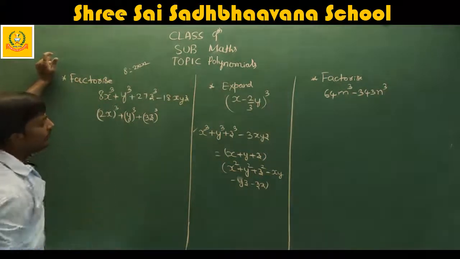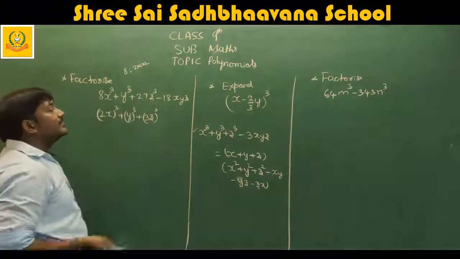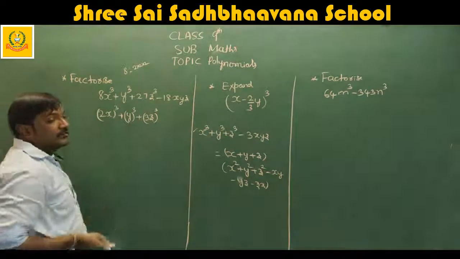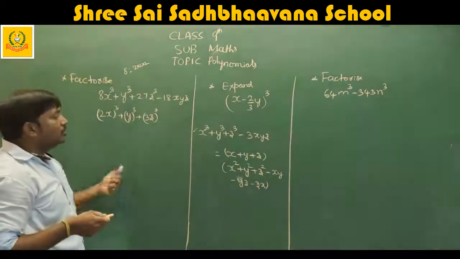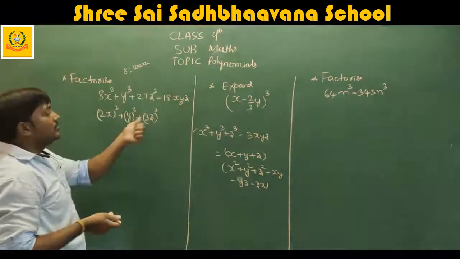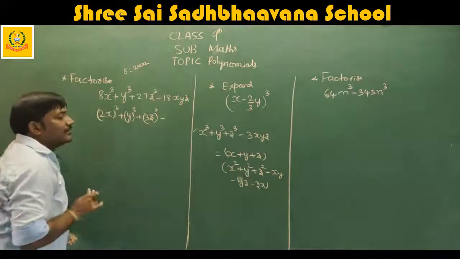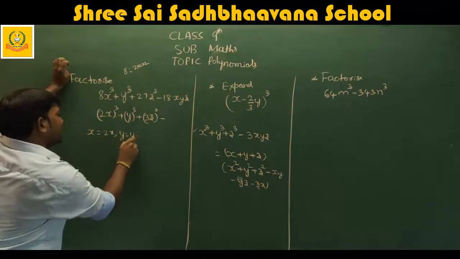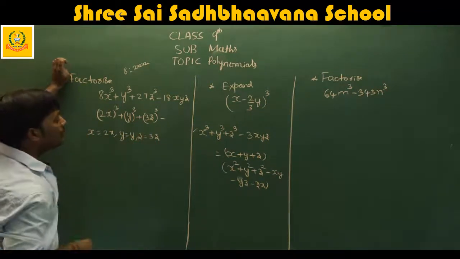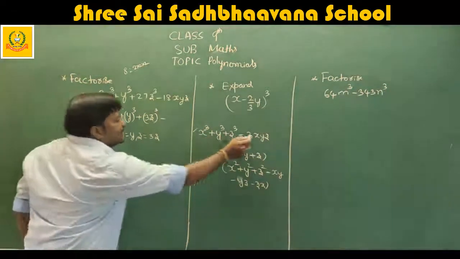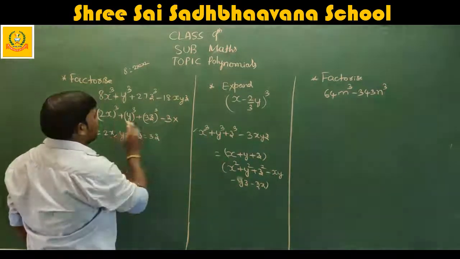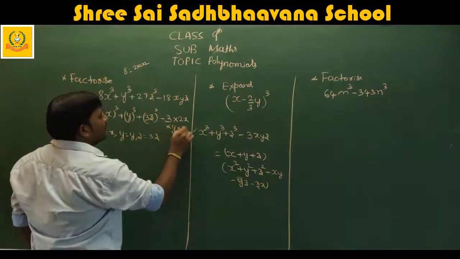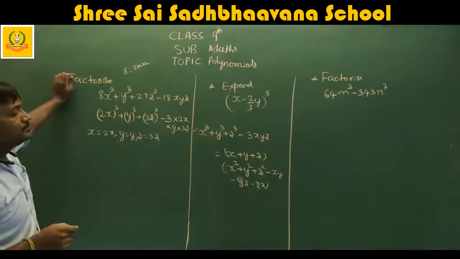Similarly, y cube is already y cube, so we write y whole cube. And 27z cube can be written as 3z whole cube because 3 cube is 27. So I can write it as 3 cube into z cube, which is 3z whole cube, minus. See here, we got the x value, which is 2x, the y value is y itself, and the z value is 3z. So we can directly use here 3 into, what is the x value? 2x, into, what is the y value? y itself, what is the z value? 3z itself. Okay? Got it?